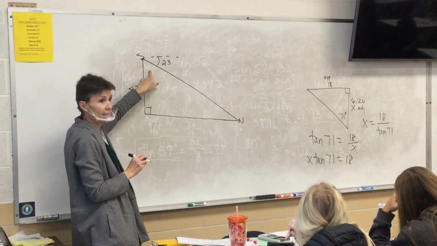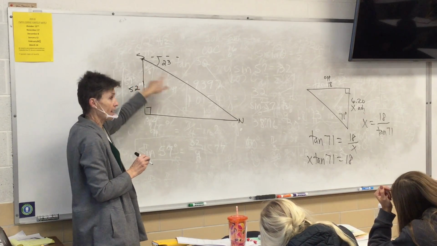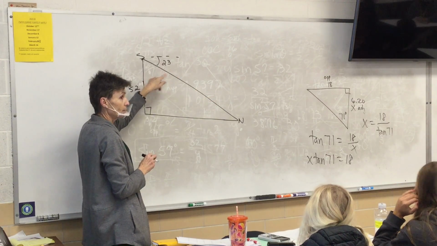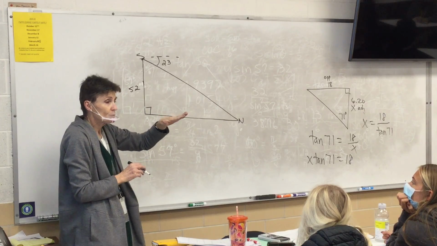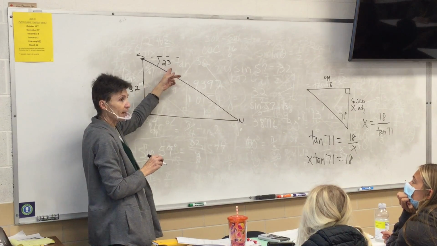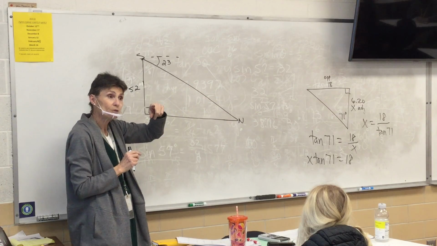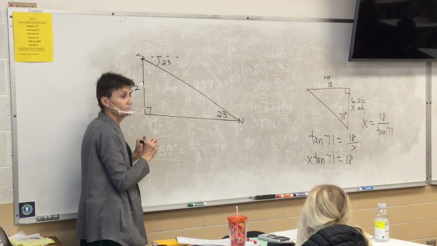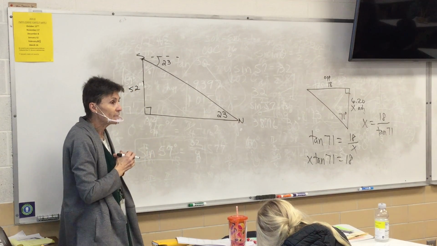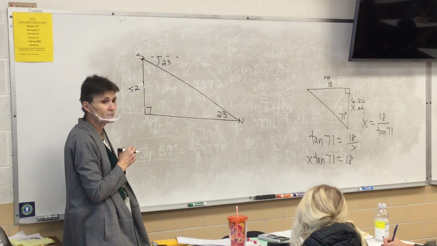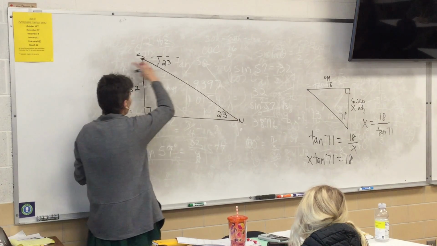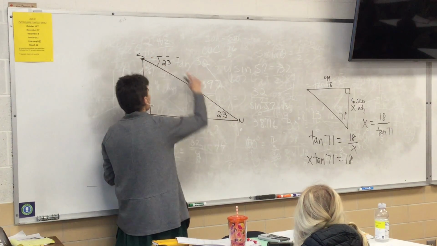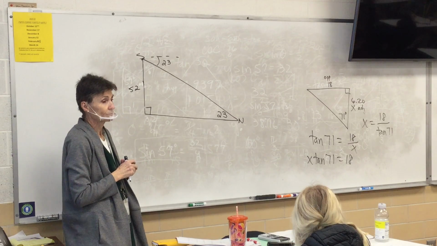Do not put it here. That is not the angle of depression. The angle of depression is from the horizontal, looking down. Now, the good news is, I don't care for that angle because it's not even in my triangle. But if that one's 23, isn't this one 23? Because we have something in geometry called alternate interior angles. When parallel lines are cut by a transversal, alternate interior angles are congruent.